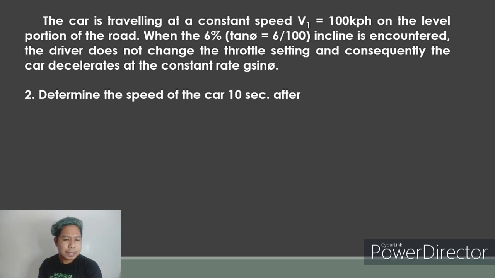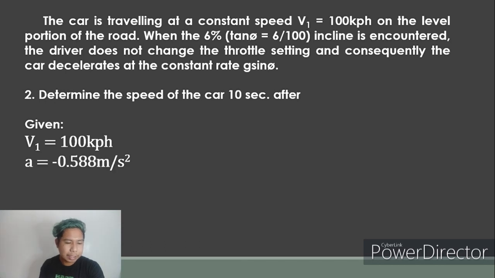For question number 2, determine the speed of the car 10 seconds after. So simula daw nung umakyat siya doon sa angle na yun, sa paakyat. So ang tanong niya, ilan daw yung naging speed ng car after 10 seconds? So ano ba yung given? So we have the initial velocity ng car, which is 100 kilometers per hour. Then acceleration, yung computed natin kanina, which is 0.588 meters per square second. And the time, which is 10 seconds.